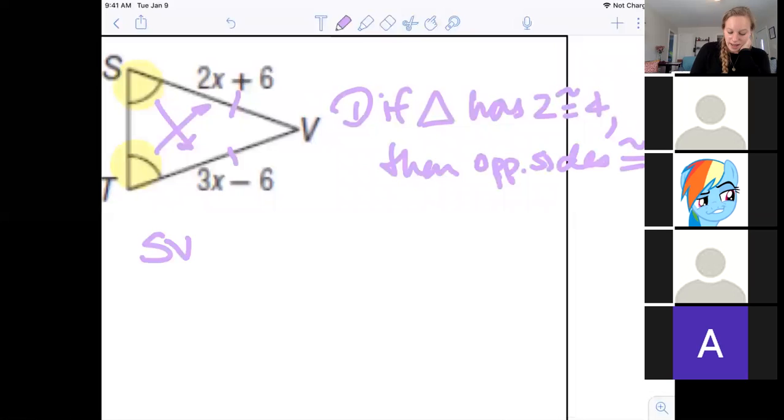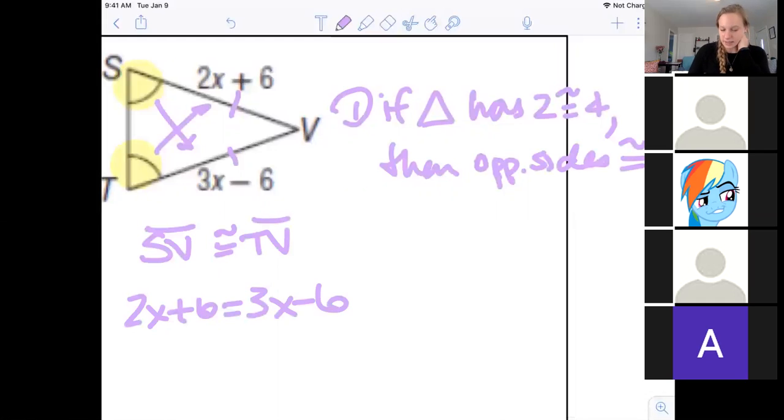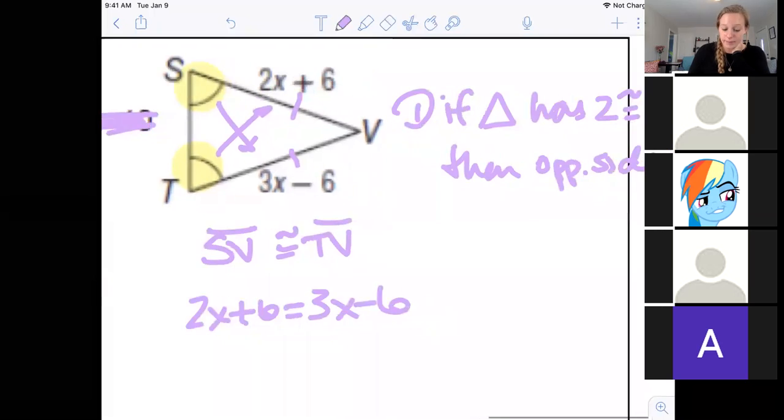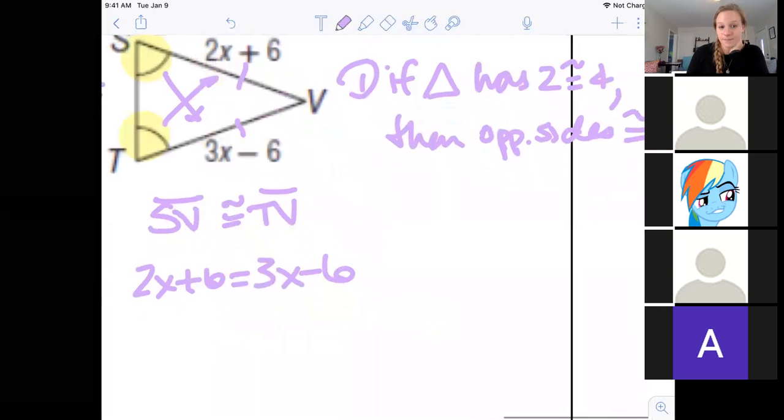And we know that SV is congruent to TV, which is why Gwenna wanted to set 2x plus 6 equal to 3x minus 6. So basically this x plus 10 was kind of a distractor. It doesn't do anything. Kind of confused us. Any questions so far?